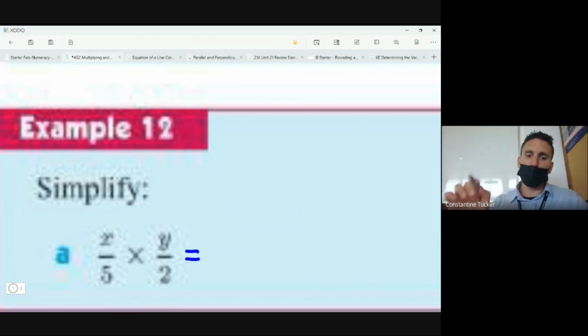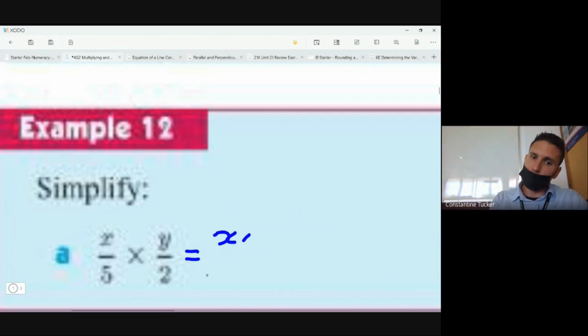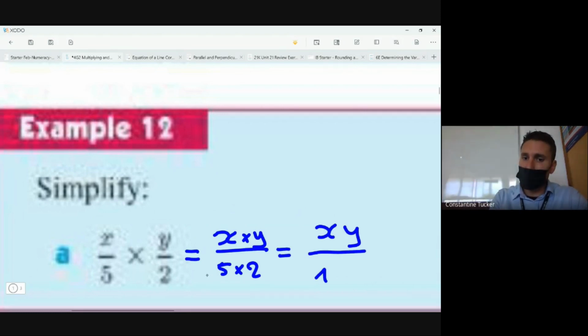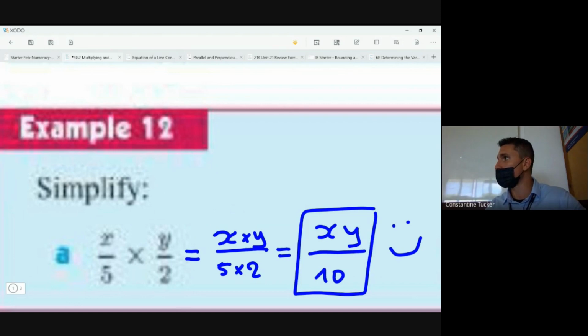So what to remember is this: when I have two fractions being multiplied, this is the easiest thing in the world. Seriously, there's nothing easier than this. You multiply the top numbers and then you multiply the bottom numbers. What one said is, well, x times y is just xy, and then 5 times 2 is just 10. So this is the easiest thing in the world, right? The easiest question you can get.